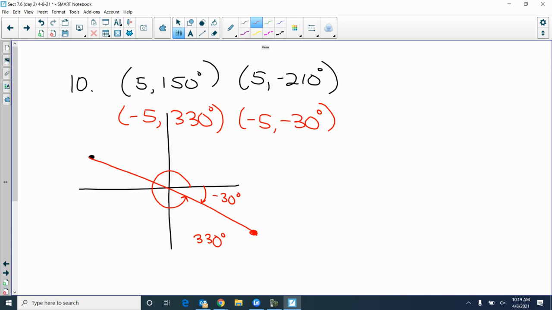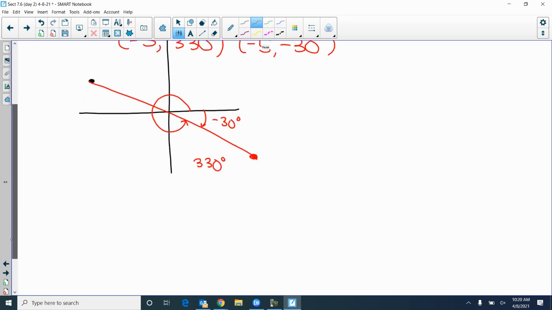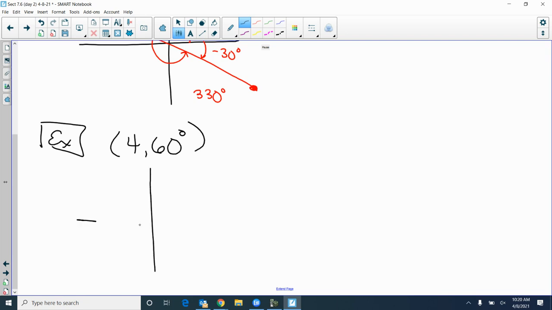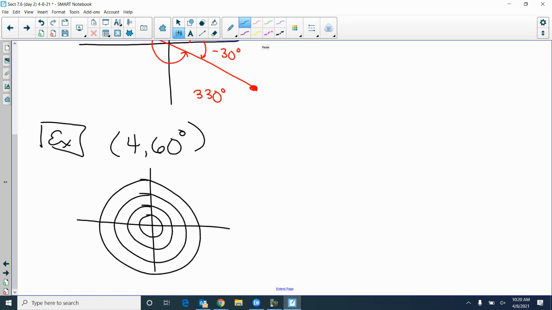That's always... well, it depends on what. Let me think of something here. If I give you, all right, so let's take a look at the point 460 degrees. All right, what would be our other values for 460 degrees? So it would be 1, 2, 3, 4. It would be right about here, right? And so the other point, when it's negative, is going to be down here.